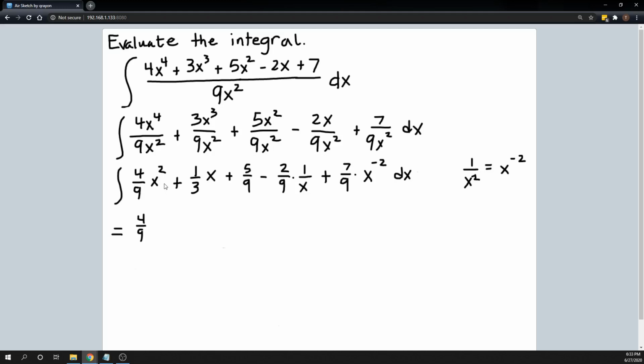That's a power function, so I'd use the power rule, add 1 to the power, and divide by the new power. So 2 plus 1 gives me 3, and then I can put that as x squared over 3 or 1/3 x cubed, however way we want to. Next, the sum rule says put a plus, and then on this term I have another constant multiple rule. So it's going to be 1/3 times the indefinite integral of x, which is going to be 1/2 x squared.